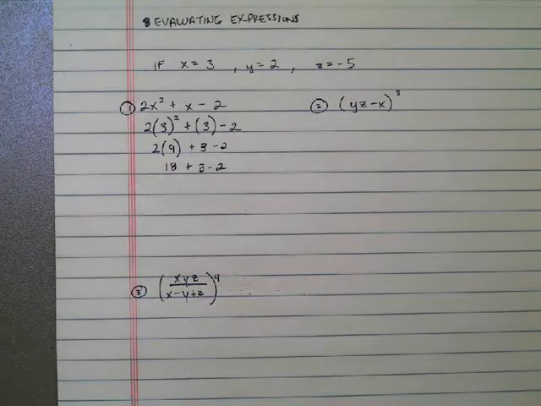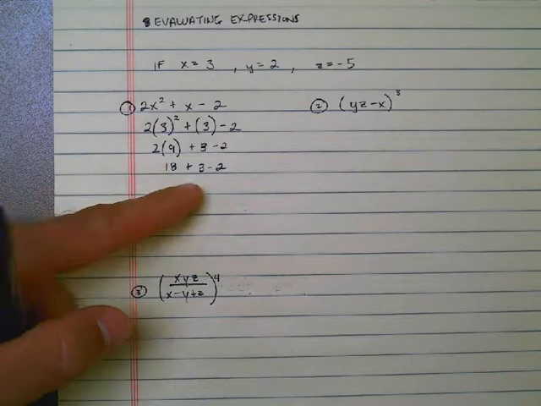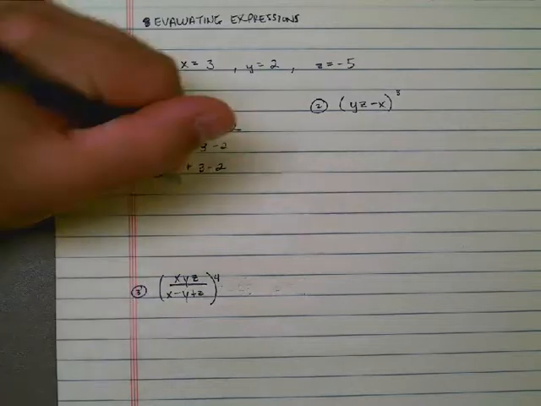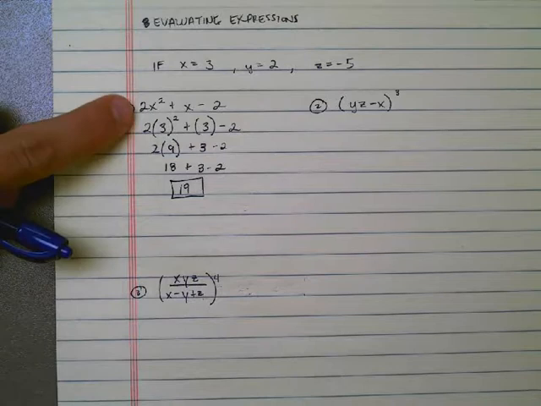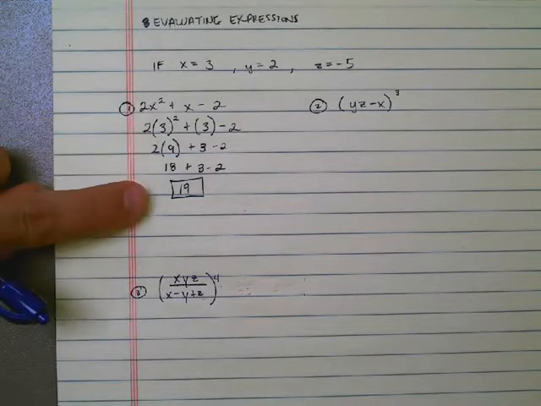And now we have a simple problem, right? 18 plus 3 is 21. 21 minus 2 is 19. And we're done. So this expression, if x is equal to 3, 2x squared plus x minus 2 is equal to 19. Let's go on to the second one.